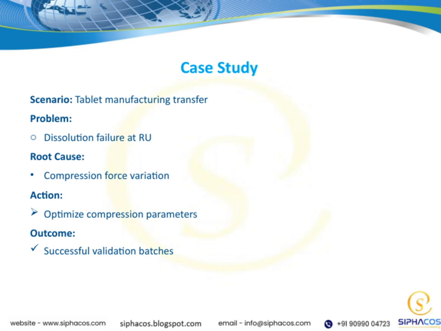The result of these adjustments was the successful validation of production batches, demonstrating that the process could reliably produce tablets meeting all quality specifications. This case highlights the importance of understanding root causes and implementing targeted process improvements. It also illustrates how careful optimization can turn a challenge into a success, ensuring product quality and regulatory compliance during a manufacturing transfer.